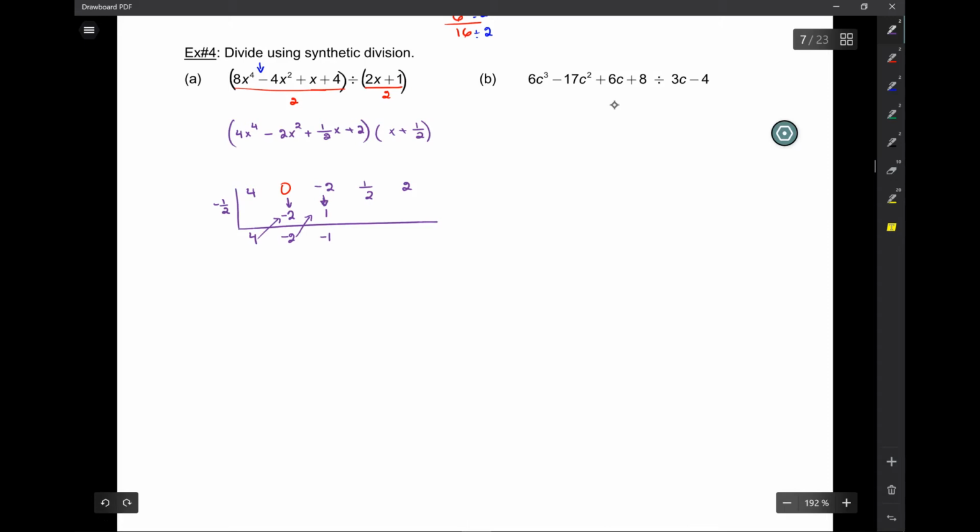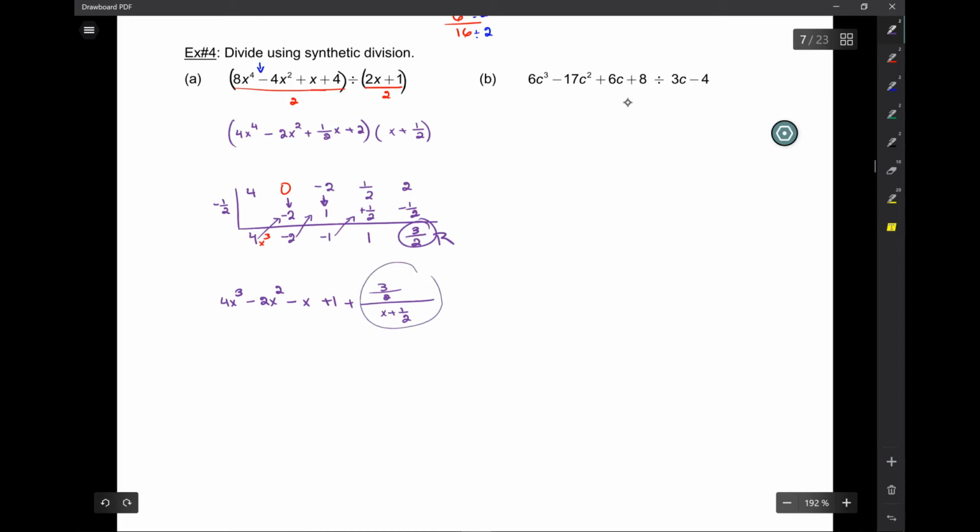Multiply by negative half, you get positive half. You add, you get 1. Multiply, we're going to get negative a half. And now when I add these, 2 minus a half, that's 1 and a half, 3 over 2. And that's my remainder. So now, we started with x to the 4, now it's x cubed. So that's going to be 4x cubed minus 2x squared minus x plus 1 plus 3 over 2 divided by x plus a half.